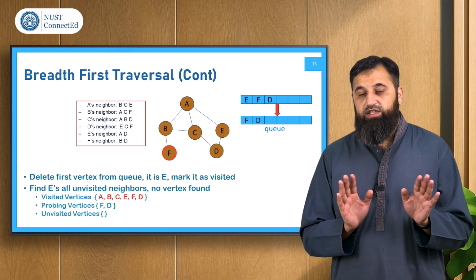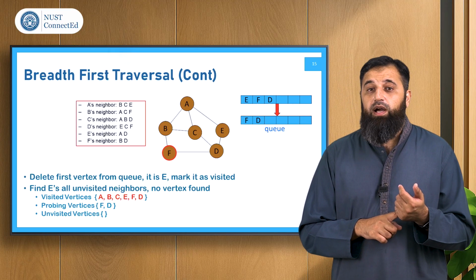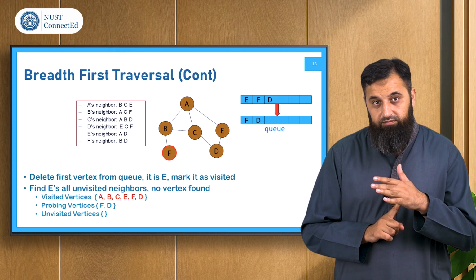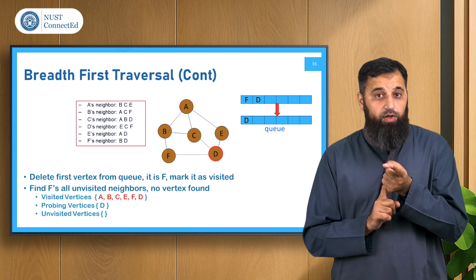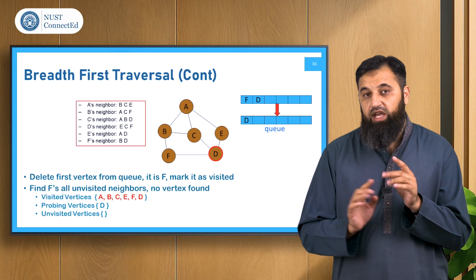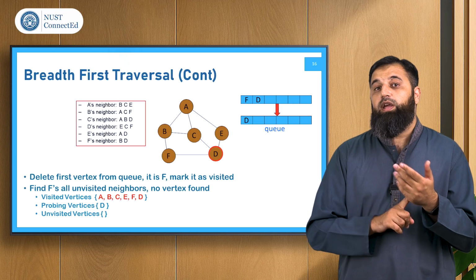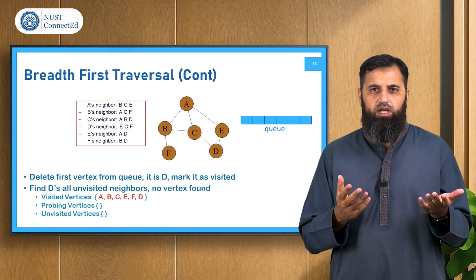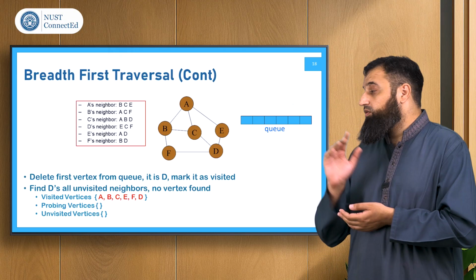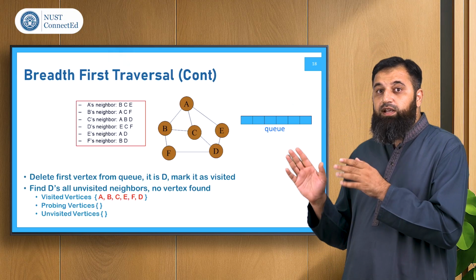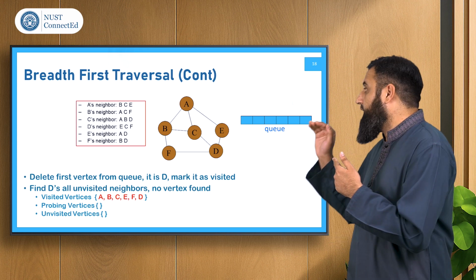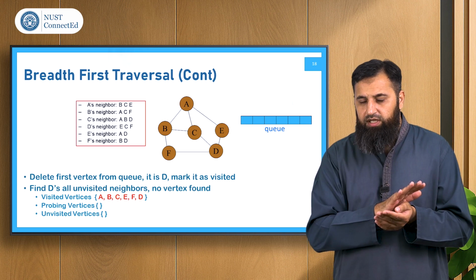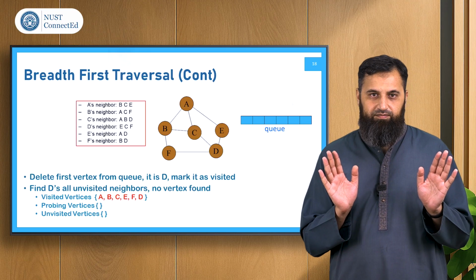E has no unvisited neighbors. Probing becomes F and D. Next, we remove F from the queue and mark it as visited. Again, no new neighbors are found. Now the probing contains D. Then we remove D from the queue, mark it as visited. Now no new neighbors are found. You can see the visited already contains A, B, C, E, F, D, while probing is empty now. At this point, the traversal is complete.